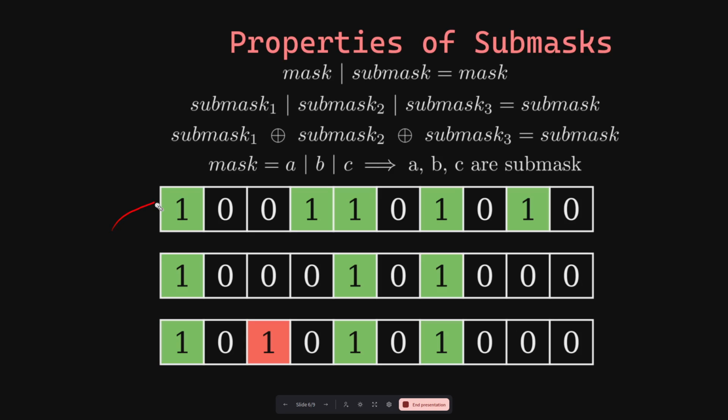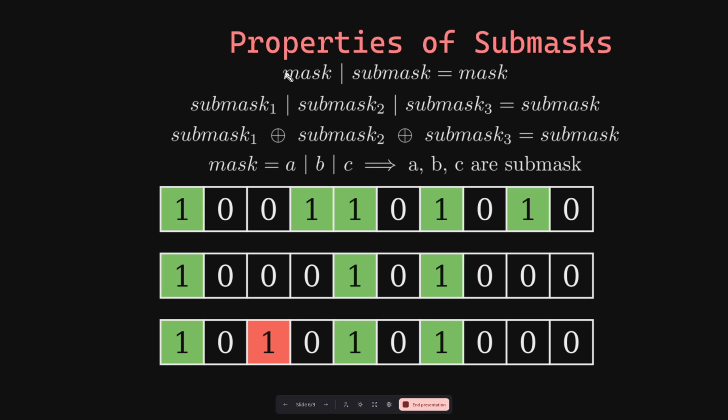If this is the mask, then the only requirement for another number to be its submask is that the unset bits in this number should never be converted to a set bit in the submask. That is the necessary and sufficient condition for a number to be its submask.